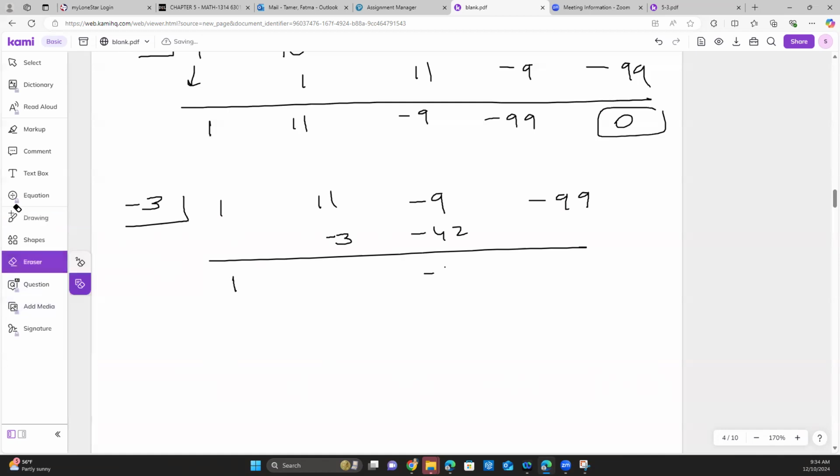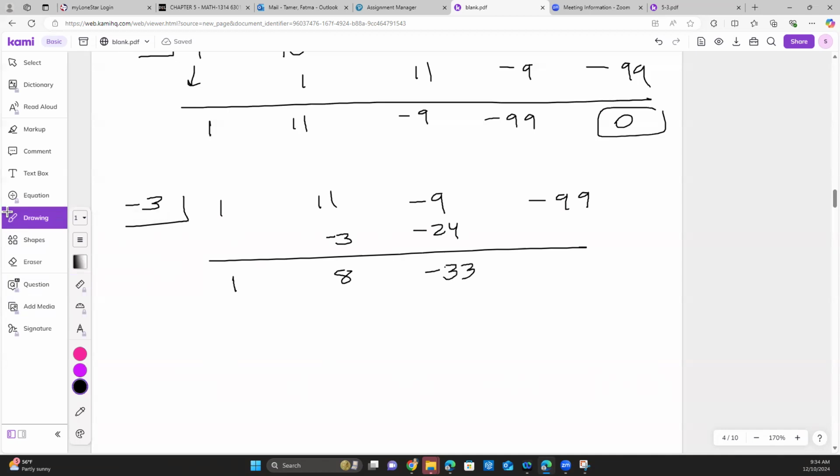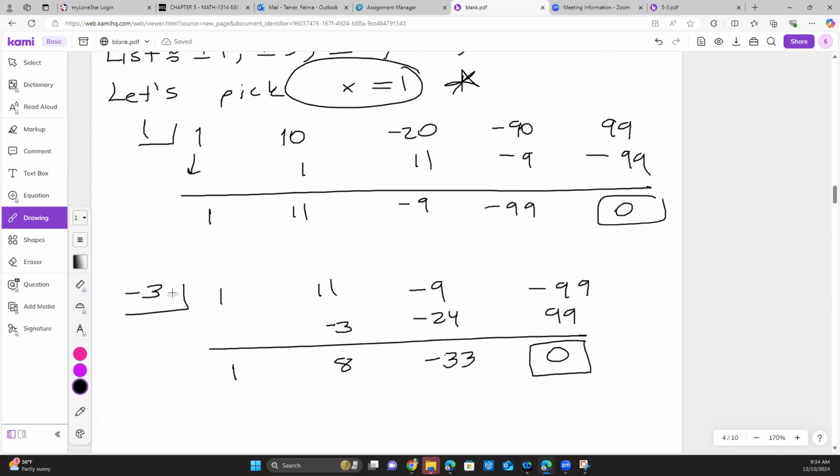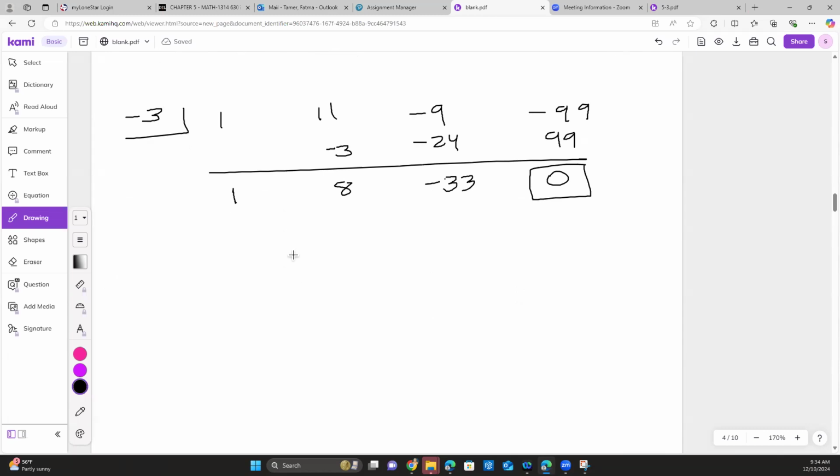1, multiply. Now we're going to add 11 and negative 3. So that gives me an 8. Multiply, add, multiply, add, and this is very nice. I finally reached my goal of getting a 0 as the remainder. So negative 3 is the second zero. So one actual zero was positive 1. Now the other actual zero is negative 3.